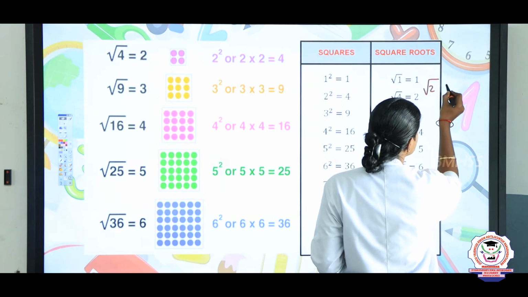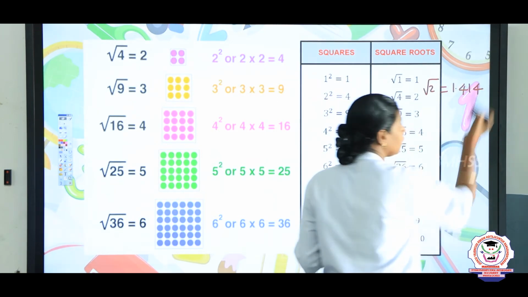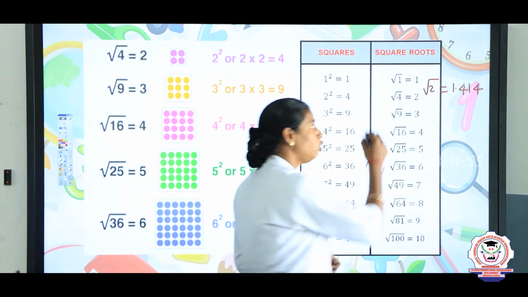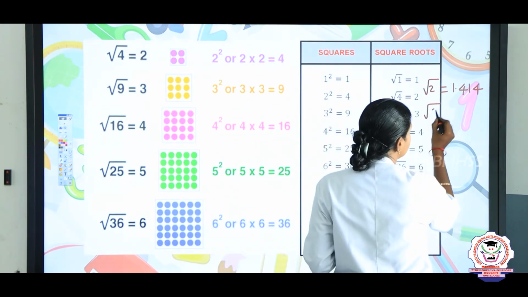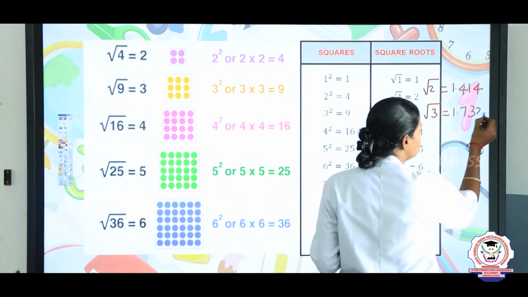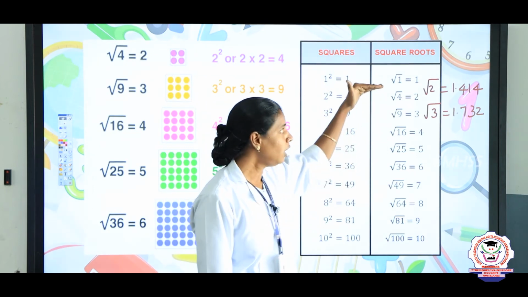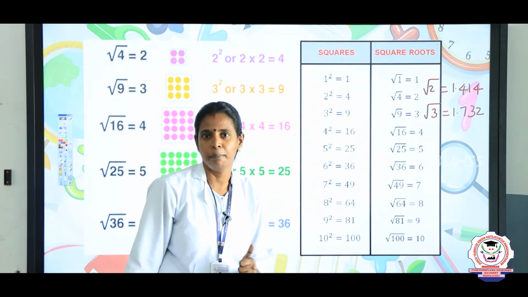Root 2 is nothing but 1.414. And for root 3 also, we can give the answer, which is 1.732. Likewise, we can find the square root for all the numbers from 1 to n, right?